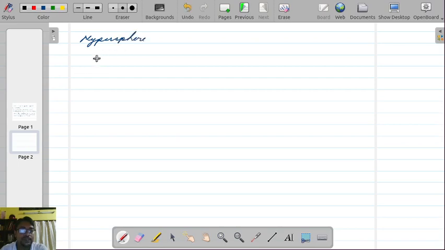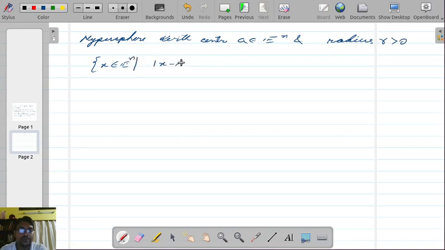So what was that? It is a hypersphere with center a belonging to E to the power n and radius r, radius r greater than 0. It is the set of all those x in E to the power n which satisfy mod of x minus a is equal to r. This was the definition, right? So this is called a hypersphere.